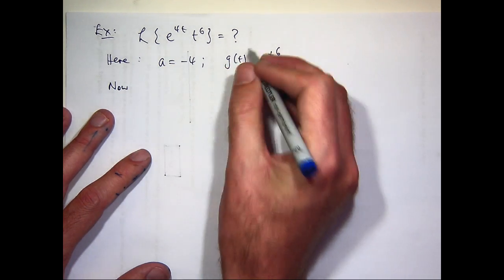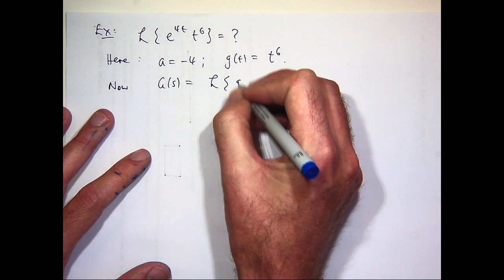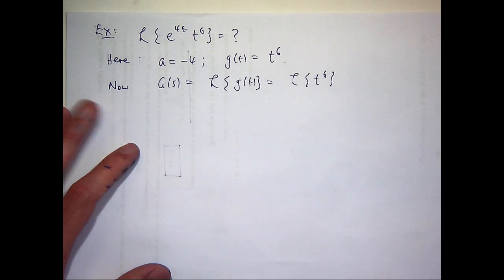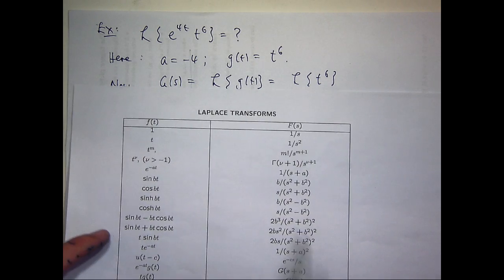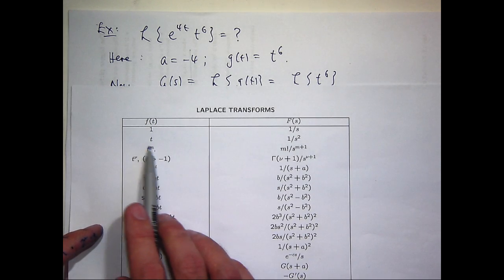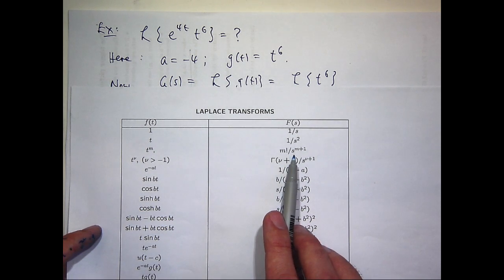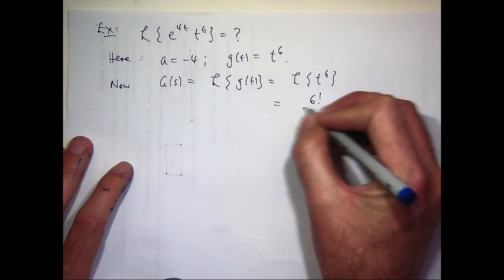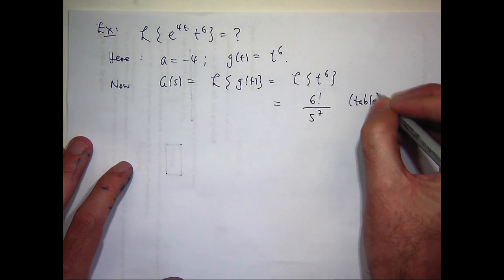So let's compute the Laplace transform of this, and then we'll shift it. Okay, so what's the Laplace transform of t to the power 6? Well, we just go to our table, we look down to the third row, n equals 6, so that'll be 6 factorial on s to the power 7. Okay, and I'm just going to write down that I've used a table there.